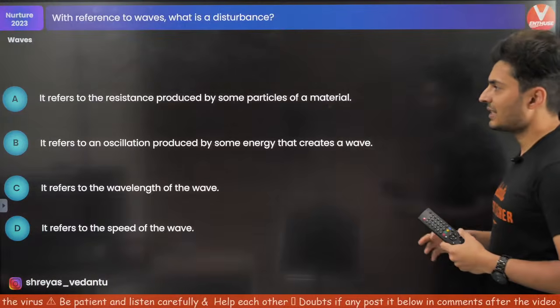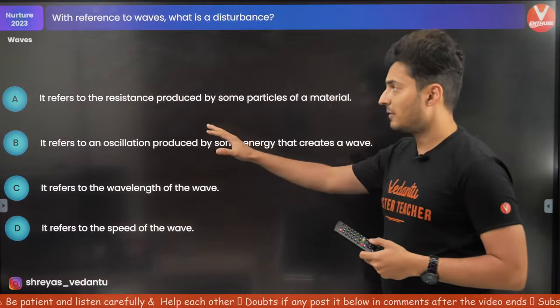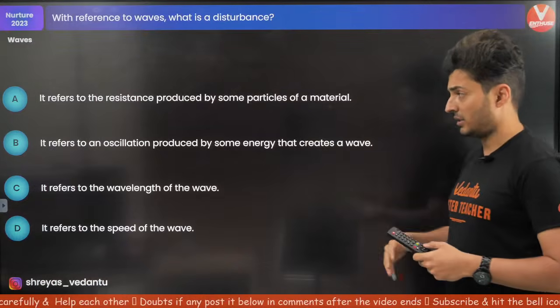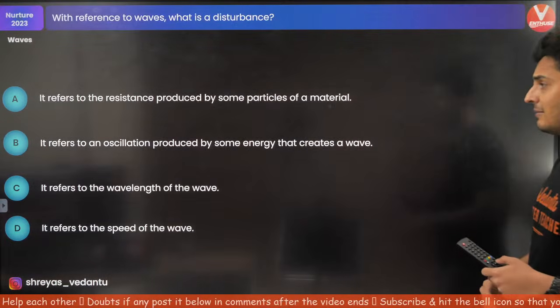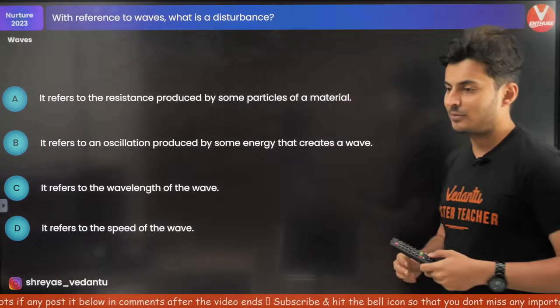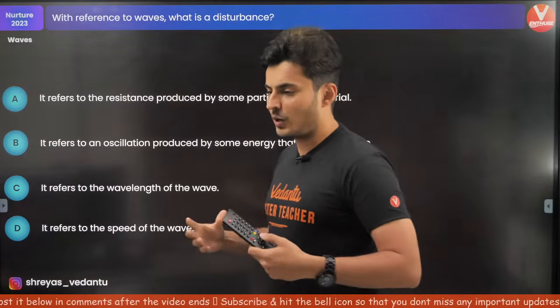With reference to waves, is it that the disturbance refers to the resistance produced by some particles? Is it referring to the oscillation produced by some energy that creates a wave? Is it referring to the wavelength, or is it referring to the speed of the wave? Okay, many of you are saying option A.